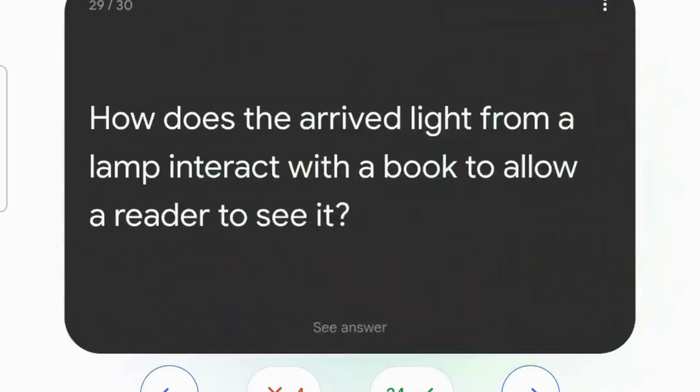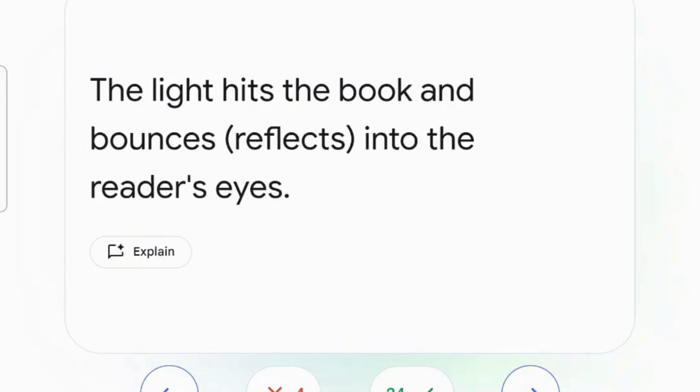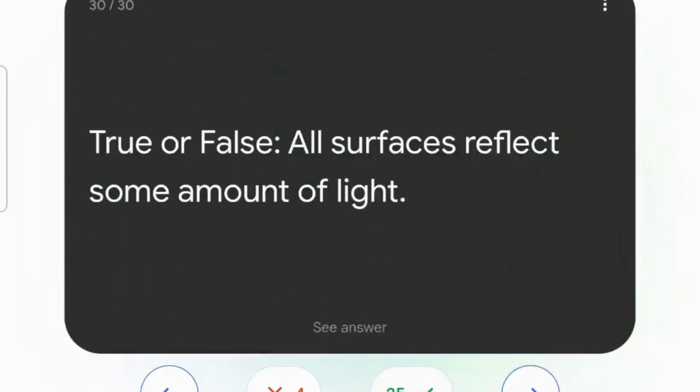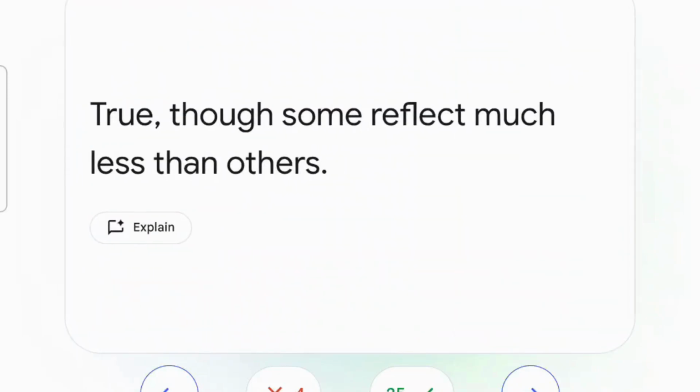How does the arrived light from a lamp interact with a book to allow a reader to see it? The light hits the book and bounces, reflects, into the reader's eyes. True or false? All surfaces reflect some amount of light. True, though some reflect much less than others.